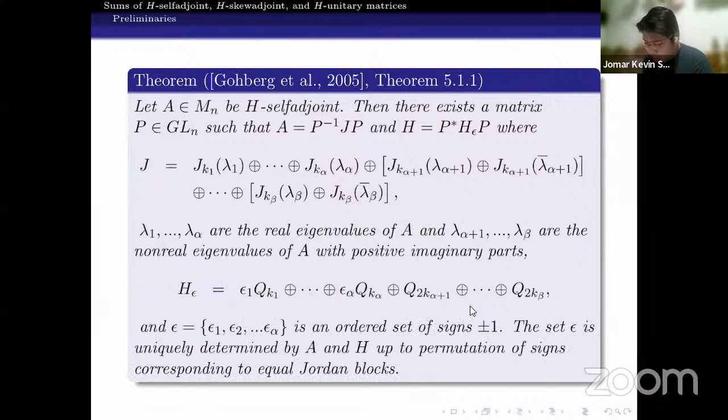And this set, the set epsilon is an ordered set of signs plus or minus 1. So the values of epsilon sub 1 up to epsilon sub alpha are just positive or negative 1. And it is uniquely determined by A and H up to permutation of signs corresponding to equal Jordan blocks. So kahit na ano makuha natin P, dapat same pa rin yung epsilon because epsilon is dependent on A and H only.